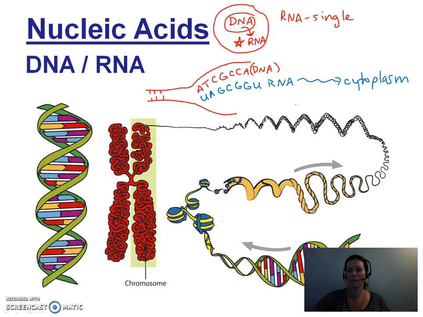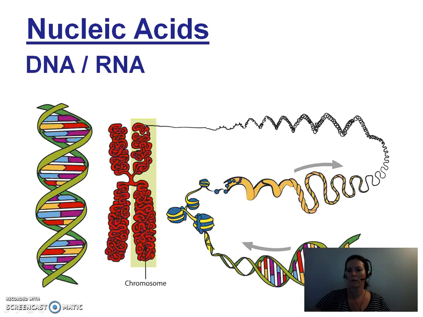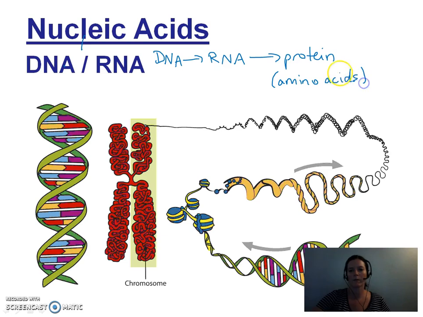Let me show you one quick thing before we skip this part. I'm going to erase it all, and I'm going to show you just this basic idea. One thing to do to keep all this straight is to remember that DNA is used to make RNA, and RNA is used to make protein. Proteins are made up of amino acids. That's the subunit for proteins.